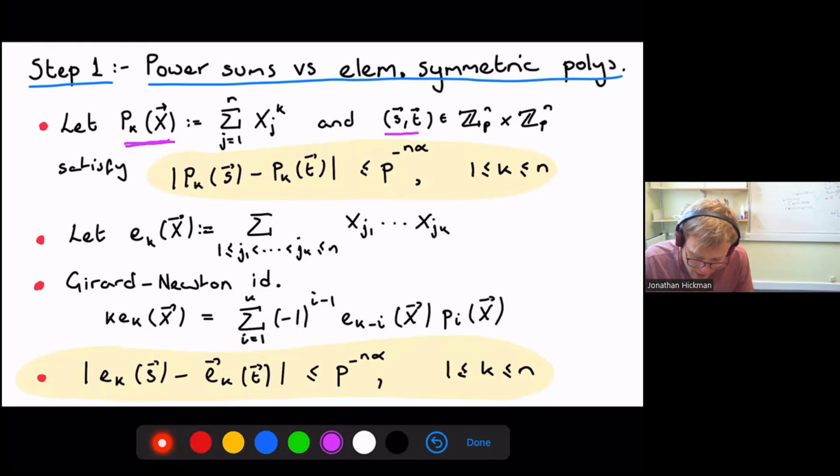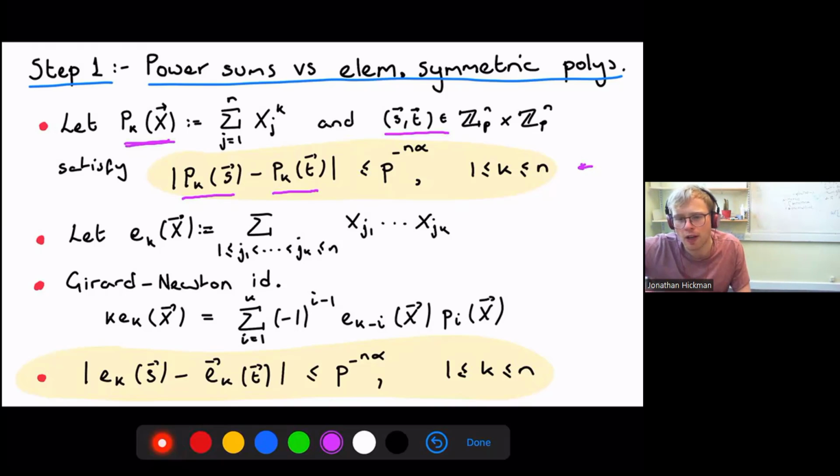And if S and T form an approximate solution, that means that the kth power sum in S minus the kth power sum in T is in absolute value at most p to the minus alpha n. So this is our hypothesis. So we have this approximate solution.